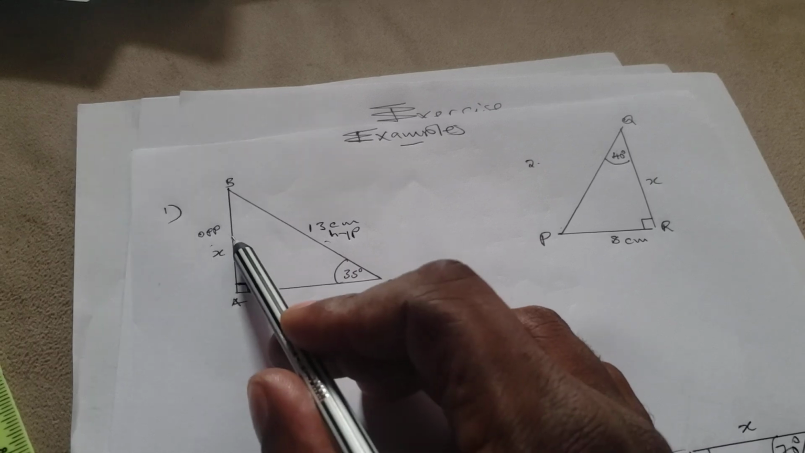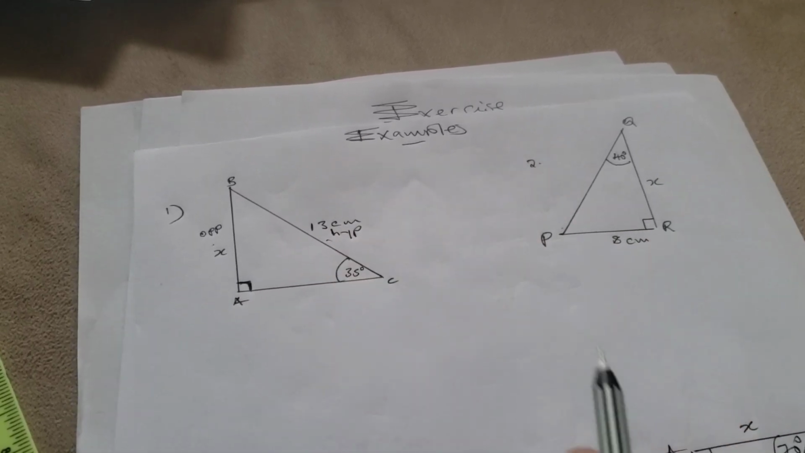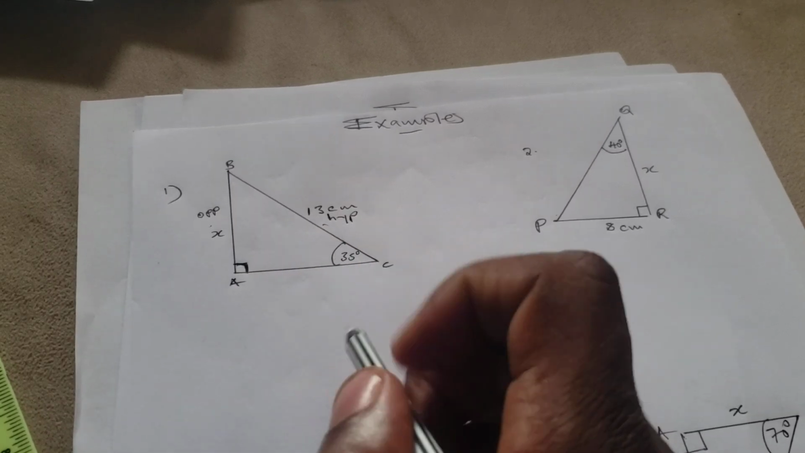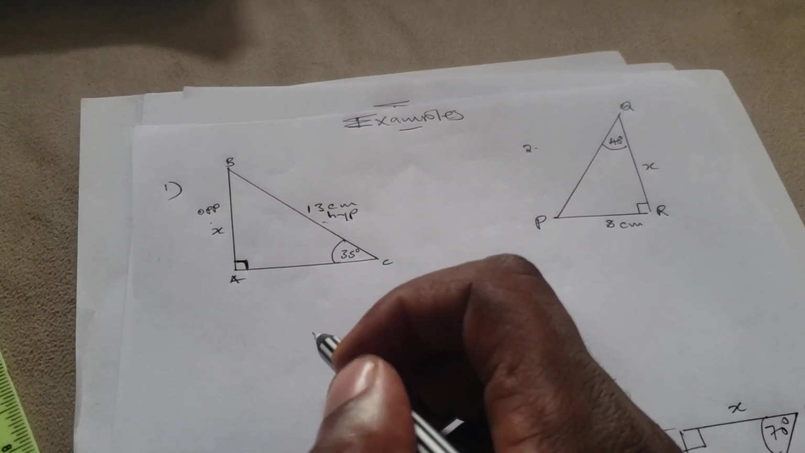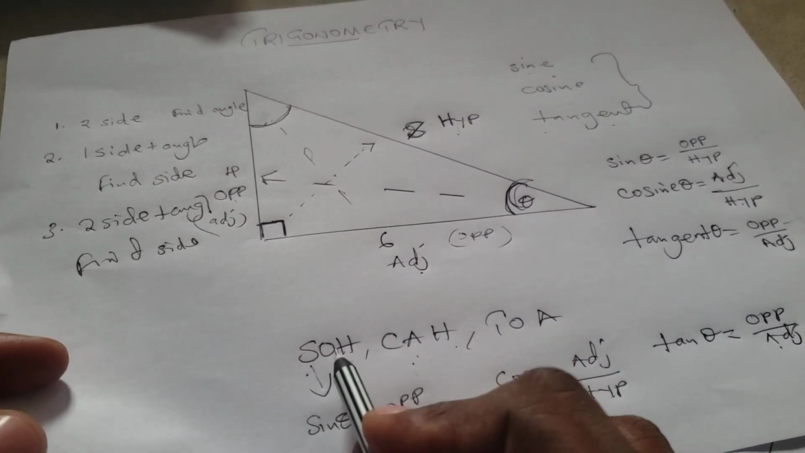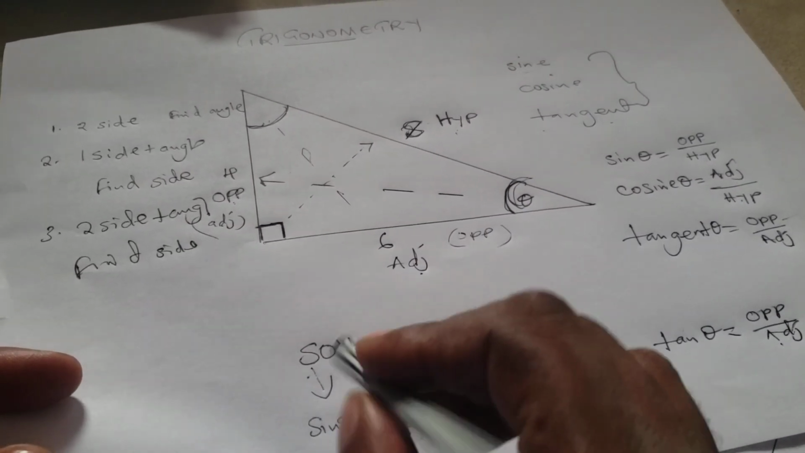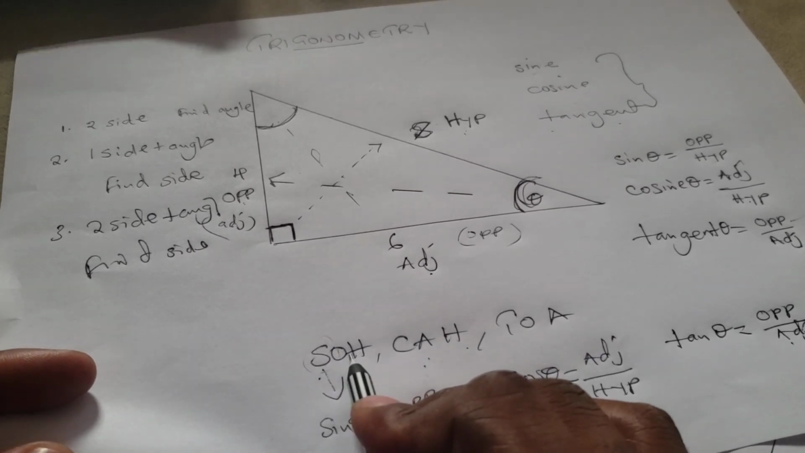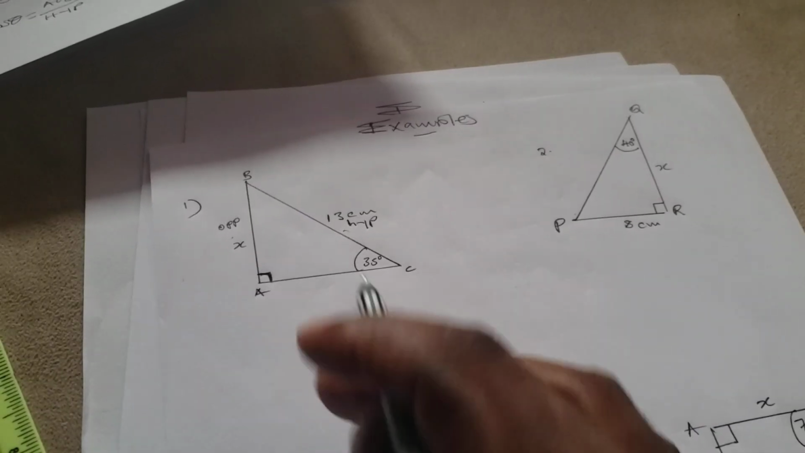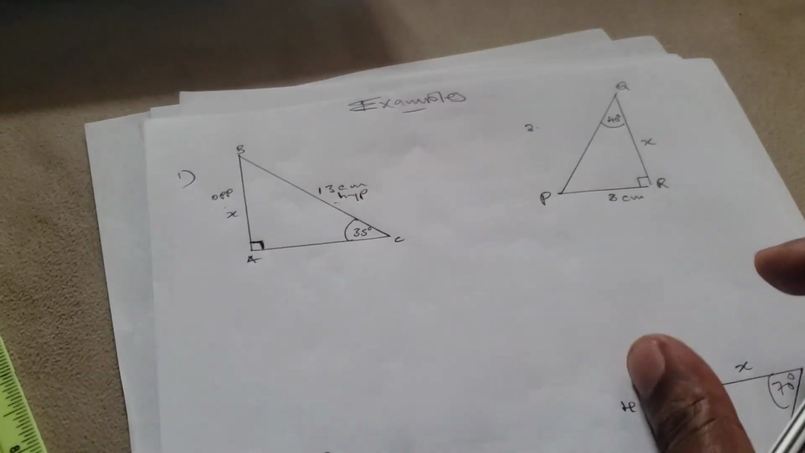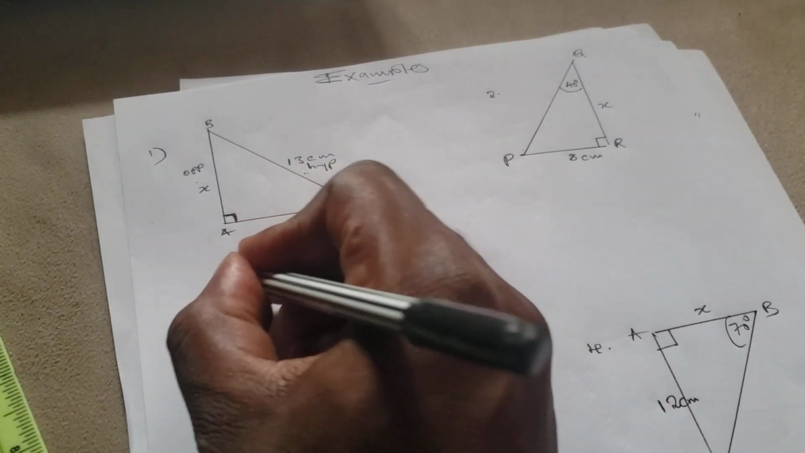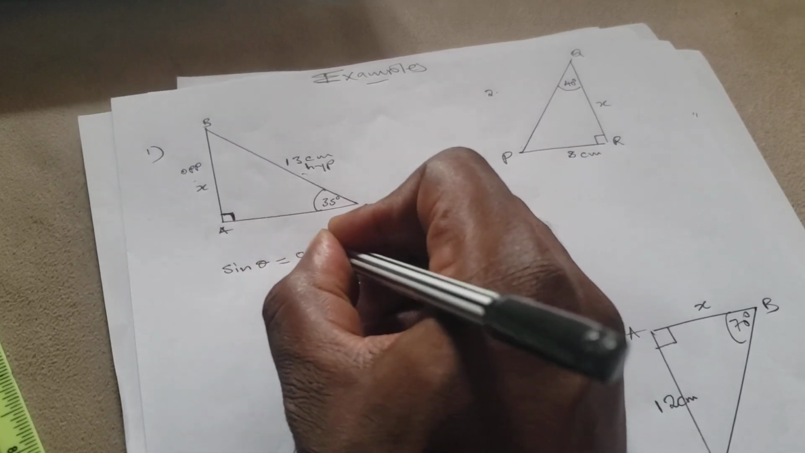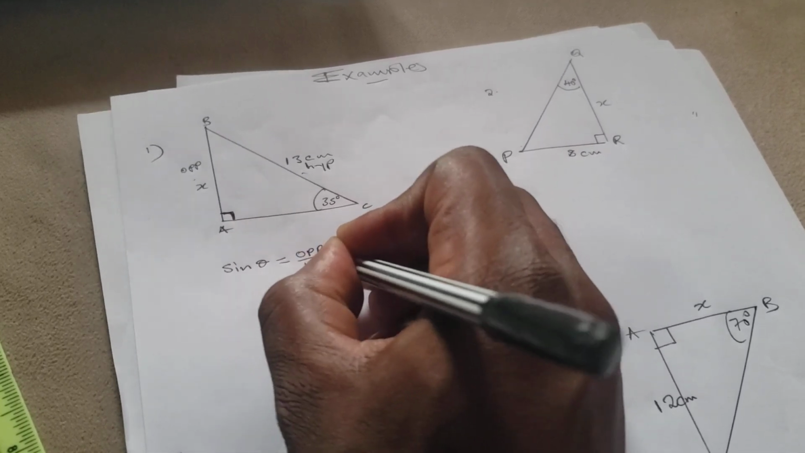So which of the trigonometrical ratios can you use? Which trigonometrical ratio gives you the opposite and hypotenuse as sides? It is sine. You are going to use sine because sine is the only trigonometrical ratio that gives opposite and hypotenuse. So say sine theta is equal to opposite over hypotenuse.